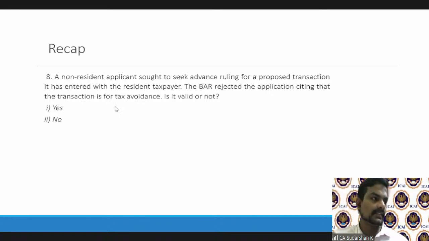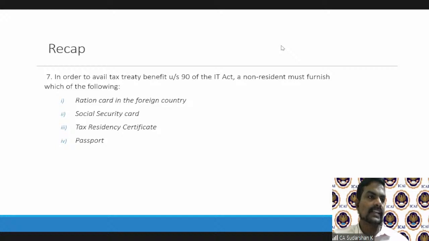An application can be withdrawn under the advance ruling.